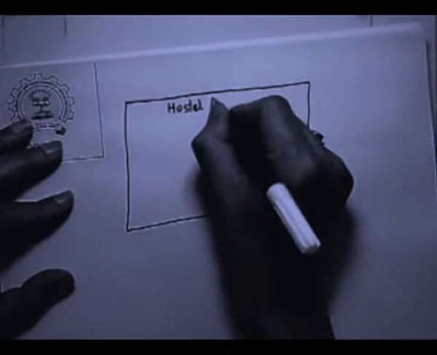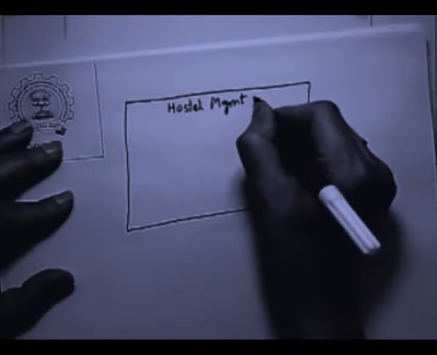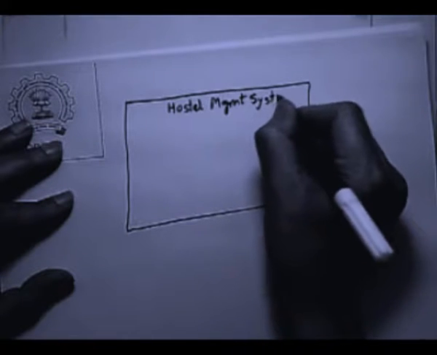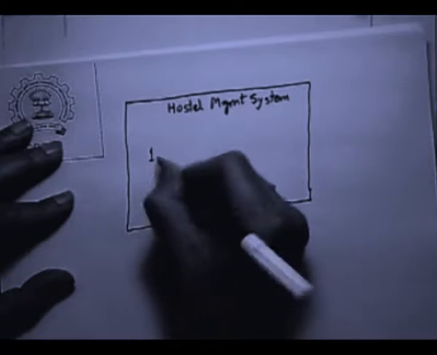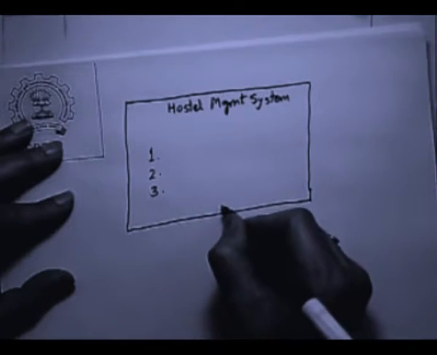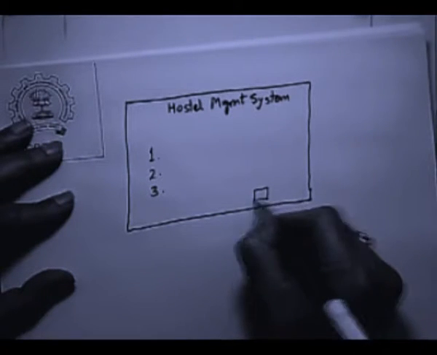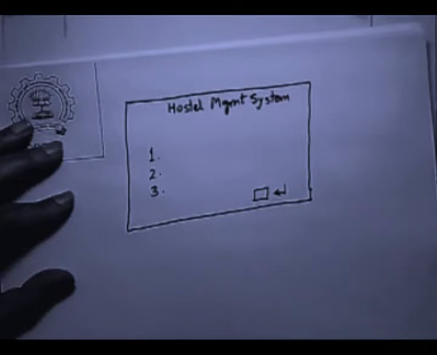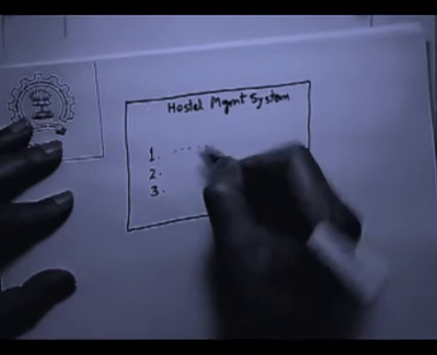So, hostel management system. After you log in, you will typically get choice 1, 2, 3, whatever. You will have to choose one of these things and press enter. So this choice will say you want to know all the inmates of the hostel.